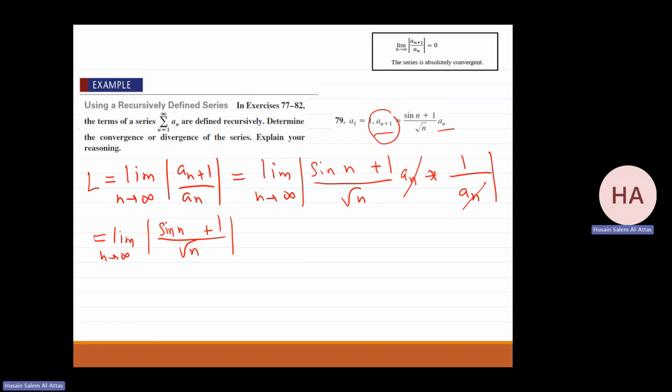Let's check this limit. I think to do this limit, I need the sandwich theorem. Yes, I noticed that sine n is between minus 1 and 1. So sine n over square root of n is between minus 1 over square root of n and 1 over square root of n.